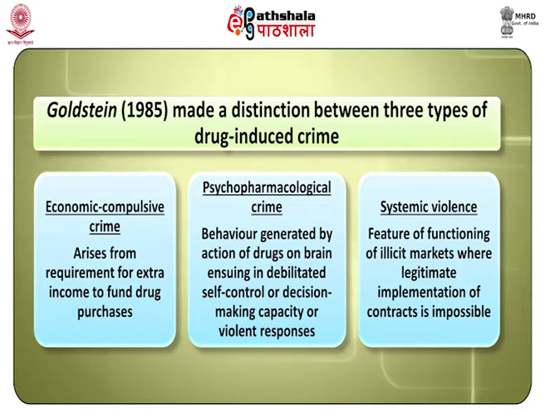And the third one is systemic violence, which is seen as a feature of the functioning of illicit markets, where legitimate implementation of contracts is impossible. The economic compulsive crime may relate to any form of strongly desired consumption, not only prohibited drugs. Some people may commit crime to generate money to buy alcohol, tobacco, clothes, etc.